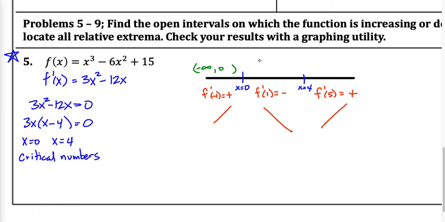Okay, how about the other two? 0 to 4. Good? And then 4 to infinity. Good. And the main reason I wanted to put these up here is because these are going to be our answers for the intervals of increasing and decreasing.